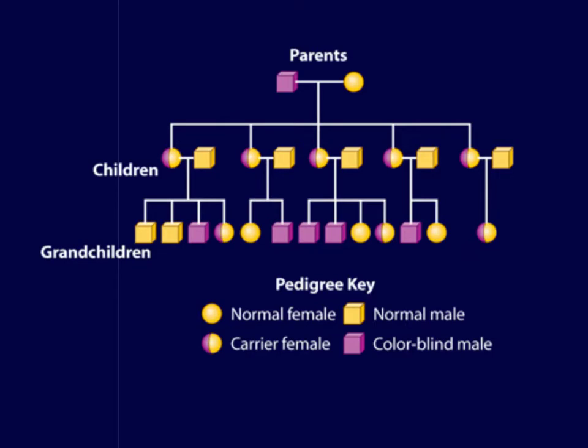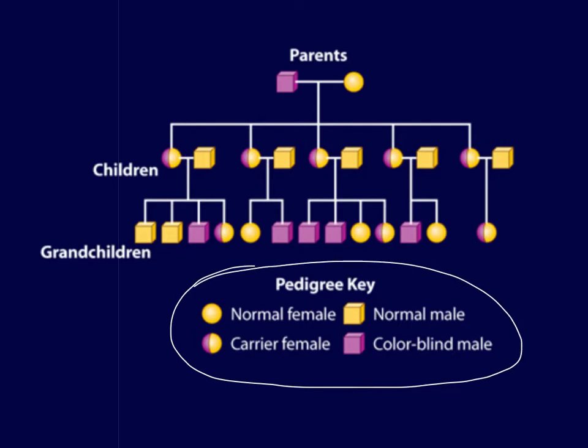So here is a pedigree. You can see that it's a visual representation of genes being passed from generation to generation. A couple of things I want you to notice about this pedigree that are important: first of all, here is a key at the bottom of this pedigree. It may not be on the bottom; it could be at various locations.